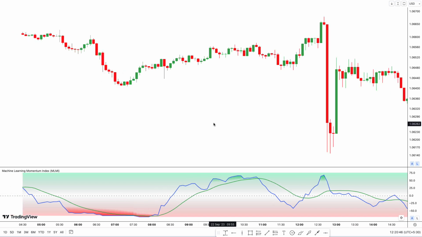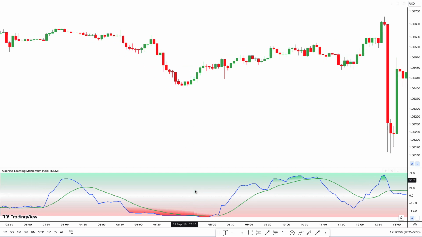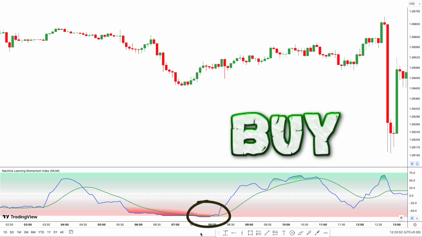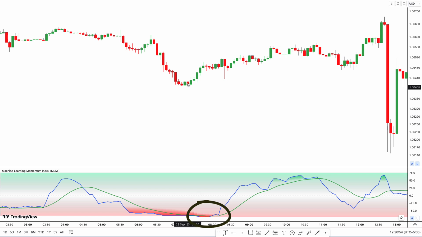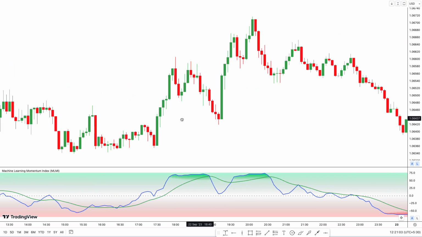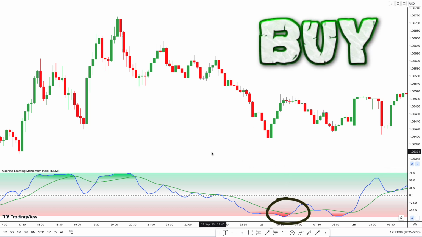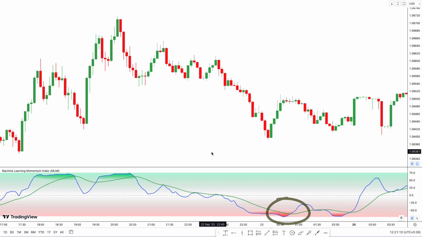The most common signal that traders get from this indicator is the WMA line crossover, which we will be using in this strategy. When the blue line crosses over the green line, it indicates a buy signal. However, it's important to note that the MLMI should be in the oversold state or in the red zone before this crossover can happen. Additionally, for a strong buy signal, the crossover should also occur in the red zone. Let's see an example. As you can see here, the blue line crosses over the green line indicating a buy signal, and this crossover occurs in the oversold zone down here. So this is an example of a valid buy signal.